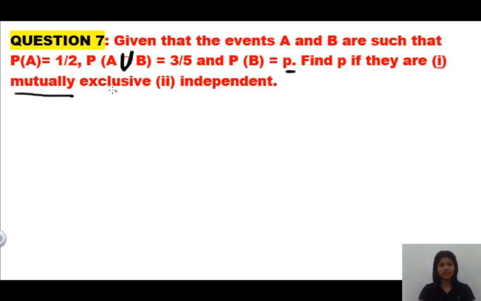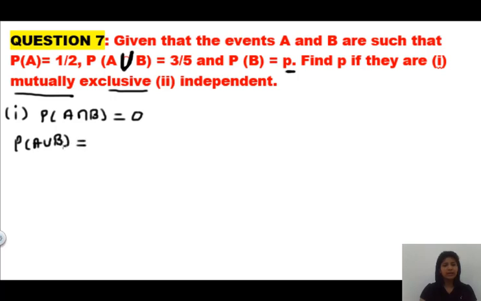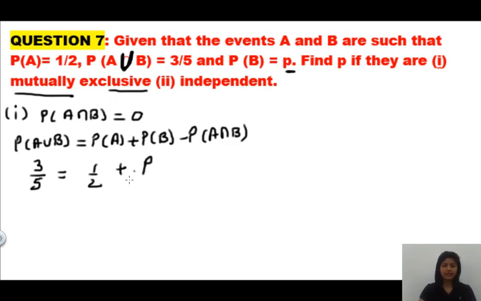The first case is if A and B are mutually exclusive. We know if two events are mutually exclusive, the probability of their intersection would be 0, because mutually exclusive means they are disjoint sets. There is nothing common in them. Now, we know the probability of A union B is the probability of A plus the probability of B minus the probability of A intersection B. A intersection B is 0 for us. A union B is given as 3 by 5. A is given as 1 by 2. B is given as P. Solving it, taking the LCM, we get the probability of B, which is represented by P, as 1 by 10.